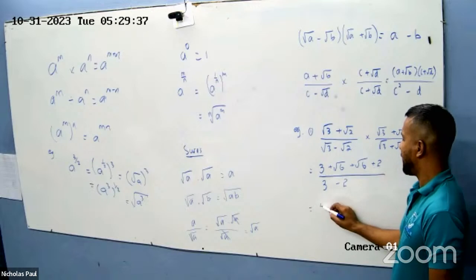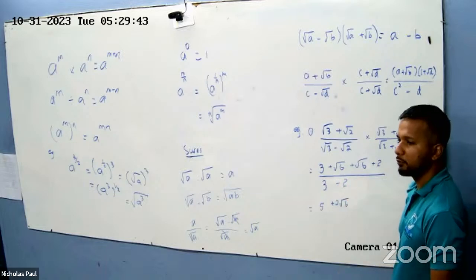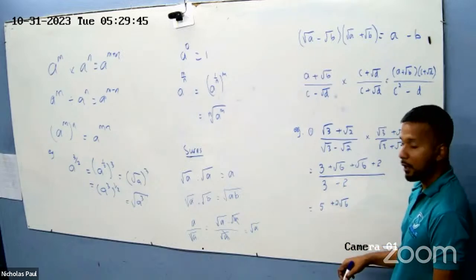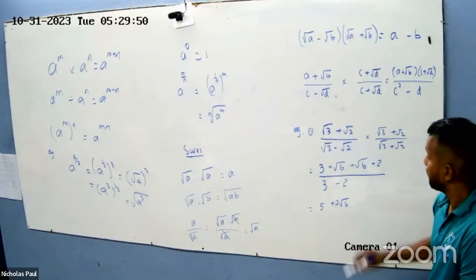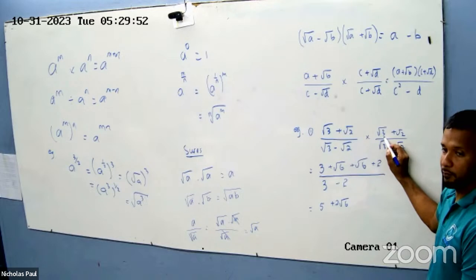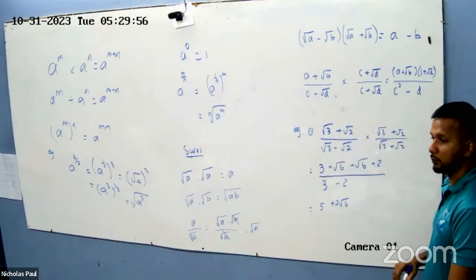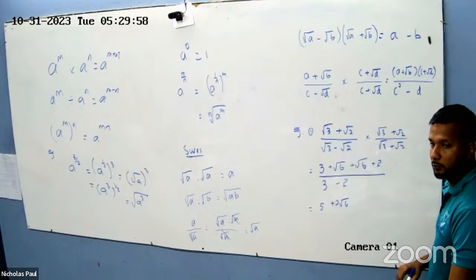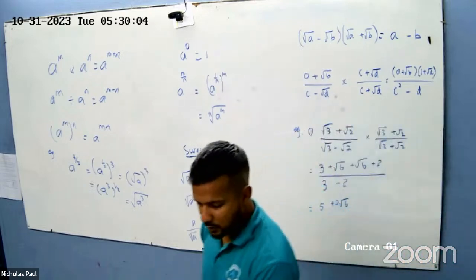3 plus 2 is 5. Plus root 6 plus root 6, that's 2 root 6. 3 minus 2 is 1. So you can put it over 1. Say that again? Root 2 by root 3. So that's 2 root 6. Let's do one more.